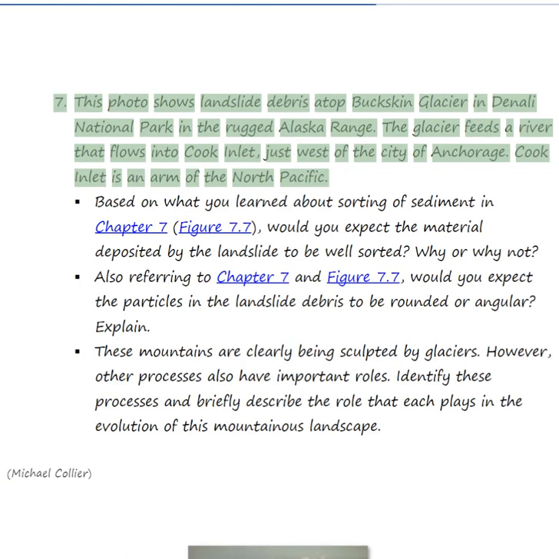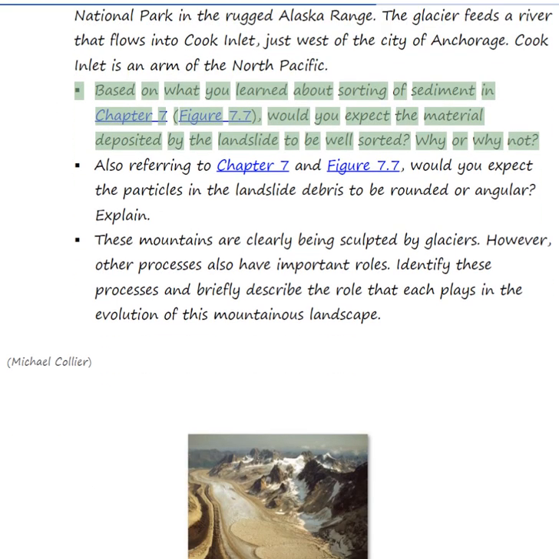7. This photo shows landslide debris atop Buckskin Glacier in Denali National Park in the rugged Alaska Range. The glacier feeds a river that flows into Cook Inlet, just west of the city of Anchorage. Cook Inlet is an arm of the North Pacific. Based on what you learned about sorting of sediment in Chapter 7, would you expect the material deposited by the landslide to be well sorted?